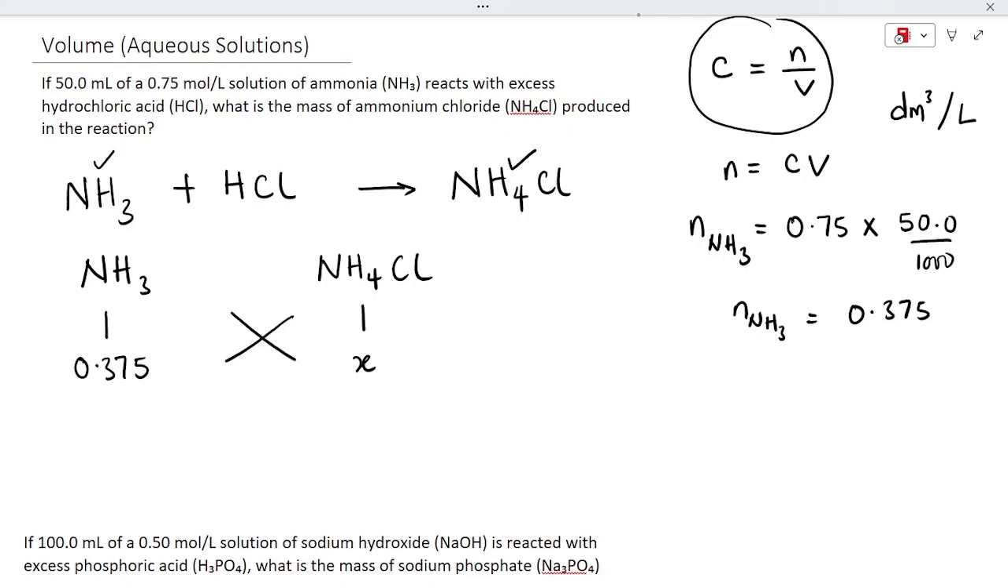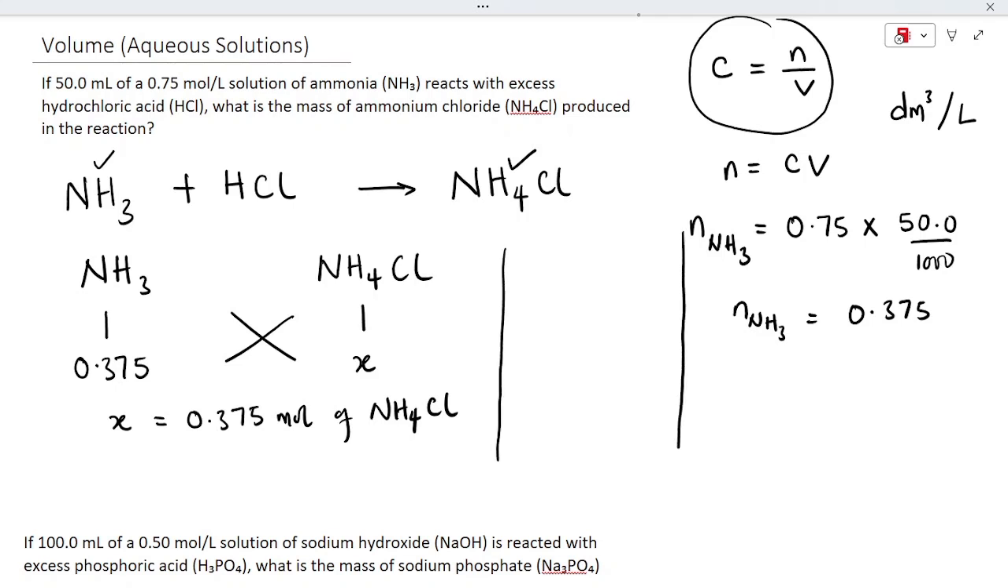When you simply cross multiply, X times 1 equals X. 0.375 times 1 is 0.375 moles of ammonium chloride. That would have been our answer, but the only thing is we are asked to calculate the mass of ammonium chloride, not the number of moles. So how do we get the mass? Remember our simple formula that mass equals the number of moles times the molar mass.